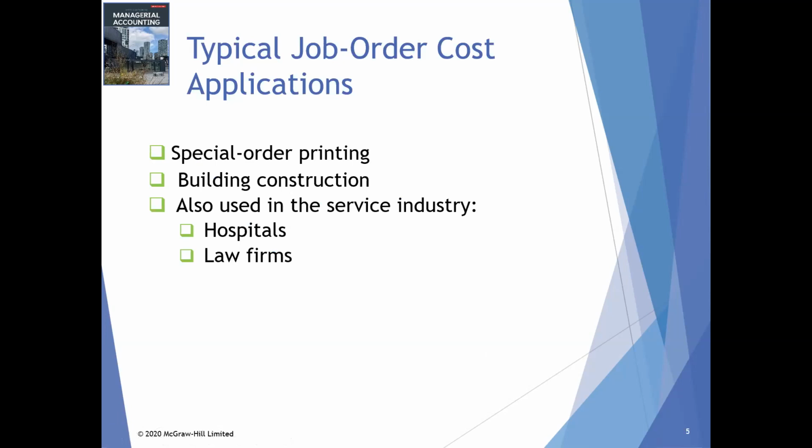Typical job cost applications. Special order printing is one of the examples. Second, maybe building and construction, where there may be different work. It is also used in the service industry, I mean the hospital industry, where a number of services are provided. In a law firm, there are a number of different cases. So in those cases, job order costing is used. Applications mean the areas in which a job order costing system is applicable.